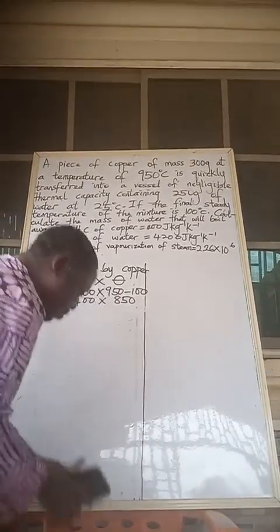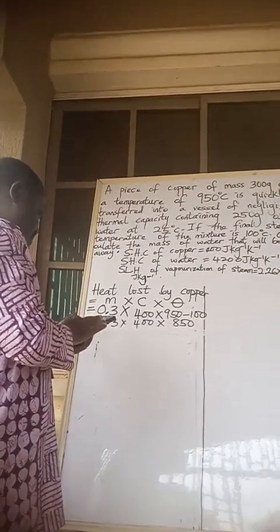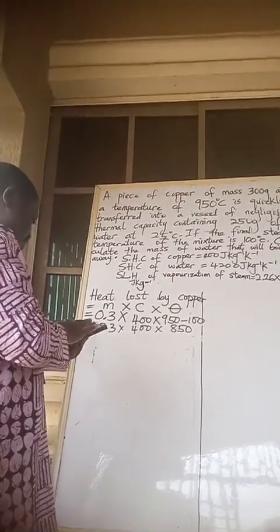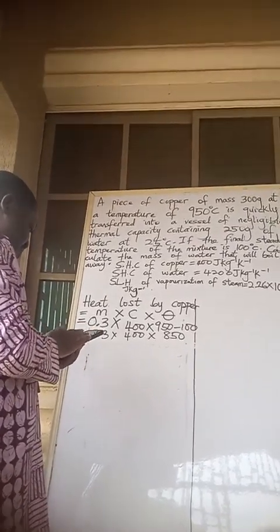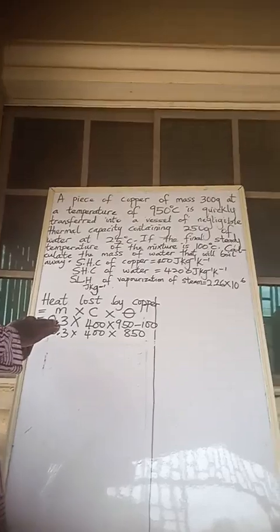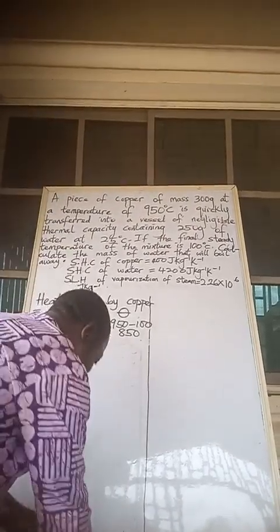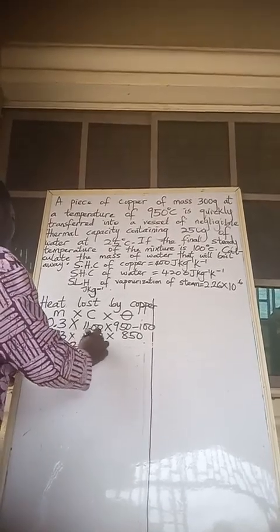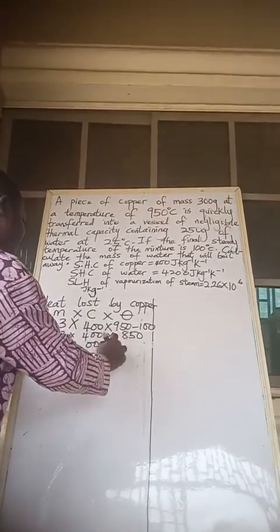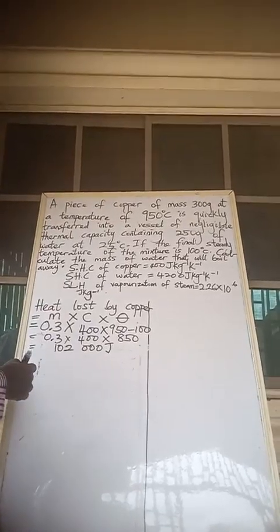850. Let me quickly do the calculation. 0.3 times 400 times 850 is equal to 102,000. So 102,000 joules, since the unit of heat is joule. That is the heat lost by copper.